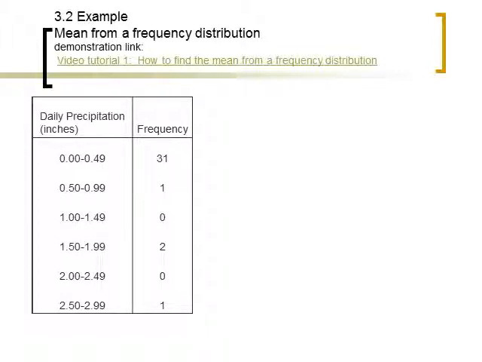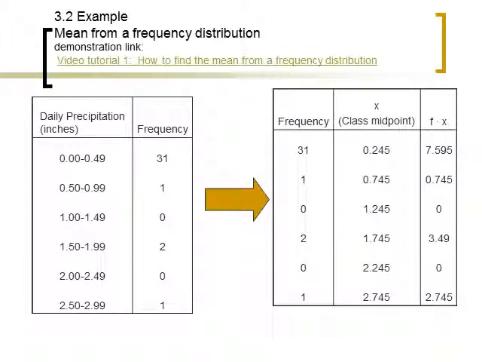What we're going to do here is practice finding the mean for this frequency distribution, and we're using daily precipitation in inches, and the frequencies are listed next to that. You can see that what I have done first is I've set up a brand new table where I started with my frequencies and I found my class midpoints, 0.245, 0.745, 1.245, and so on. And then I have a third column which is f times x. So I did 31 times 0.245 and I got 7.595. And I continued that pattern.